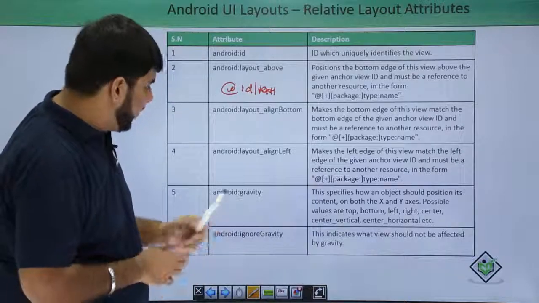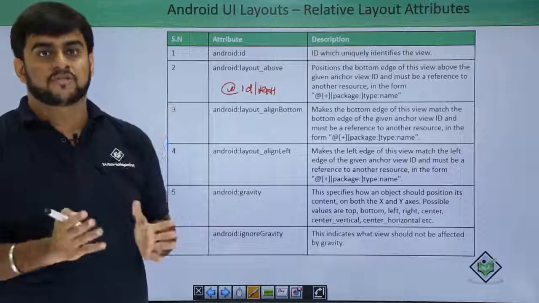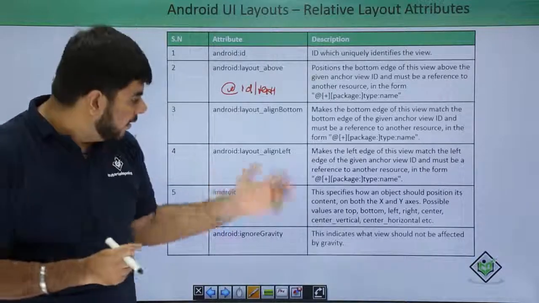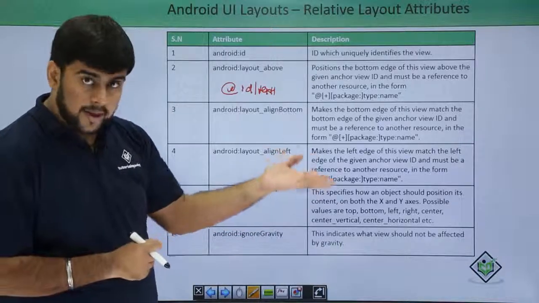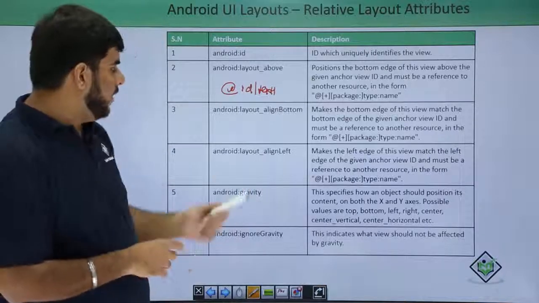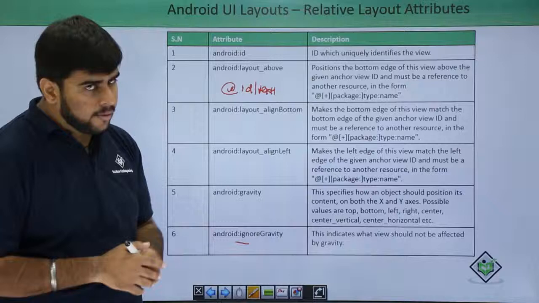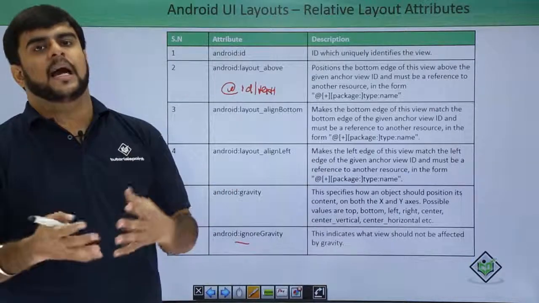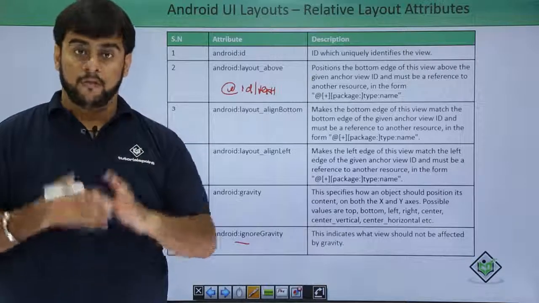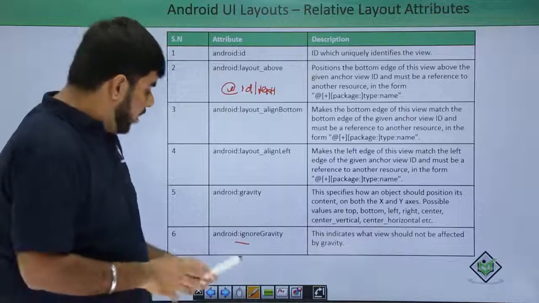So after this, we are having gravity. Gravity is how, based on some position of the screen, you want the children of the layout to be present. Gravity can have some values like top, bottom, left, right. Then we have center vertical, center horizontal, and so on. And the last one is when you want to ignore the gravity, you set the property as Android ignore gravity. In this property, you would be able to ignore the gravity, and the layout can work on its own, ignoring the position mentioned in the gravity.